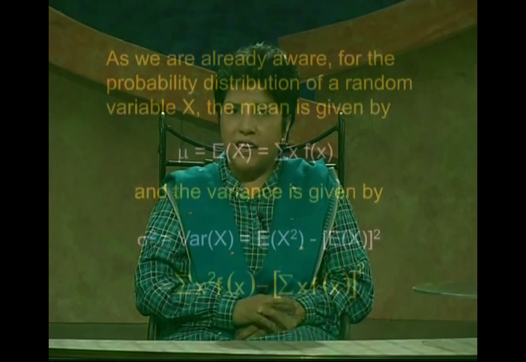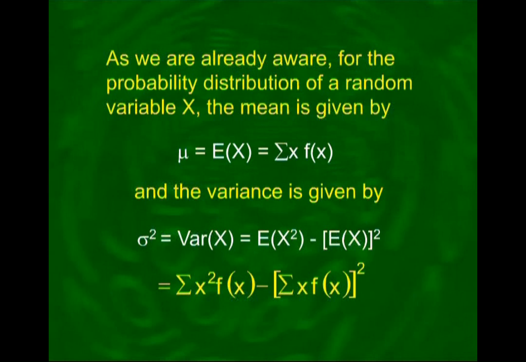As you now see on the slide, students, we have already learnt that in the case of the probability distribution of x, mu is given by sigma x into f of x, and the variance is given by sigma square equal to E of x square minus E of x whole square, which is further equal to sigma x square into f of x minus sigma x into f of x whole square.